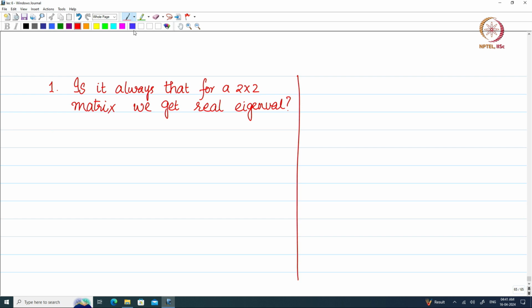Right? This is the first question that we want to answer. It is a very important question, because we see that the characteristic equation of a 2 by 2 matrix is basically lambda squared minus lambda into the trace plus determinant of A is equal to 0.